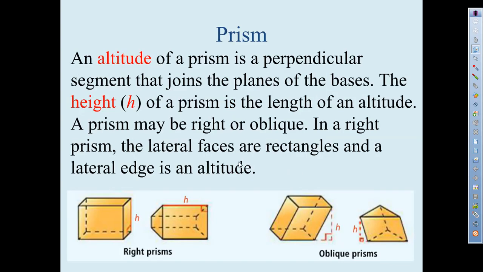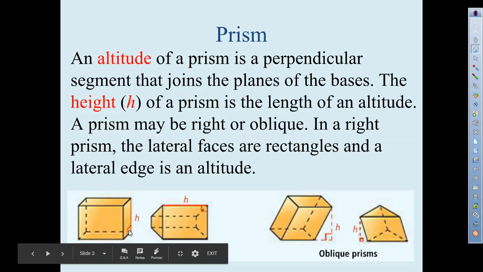An altitude of a prism is the perpendicular segment that joins the planes of the bases. The height h of a prism is the length of the altitude. So these prisms on the left are right prisms, because the side length, which is also one of the sides, is your height, and it's perpendicular to the base. Remember, the height is going to be the distance between the two parallel bases.